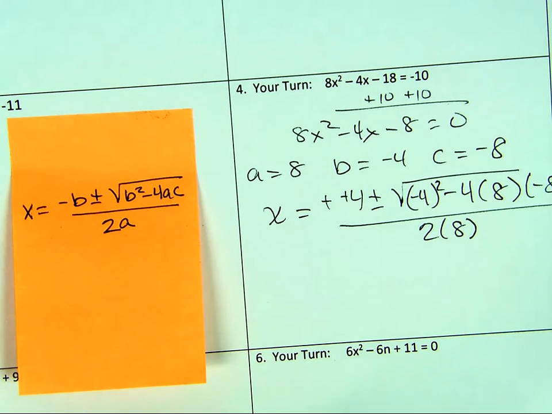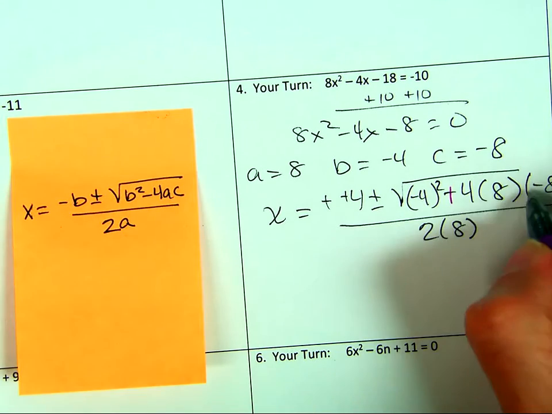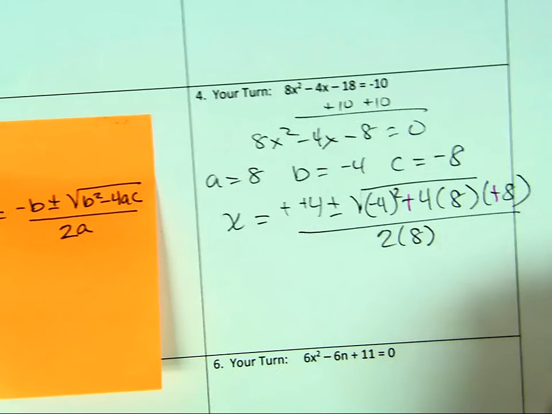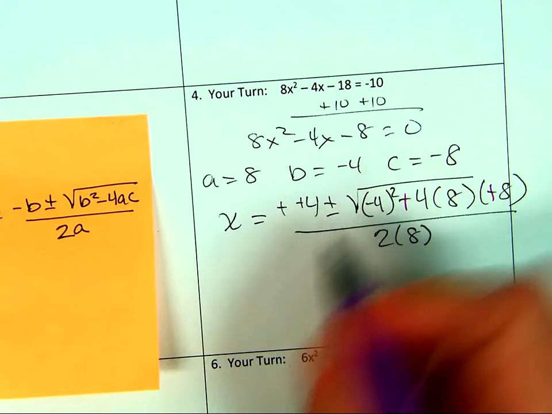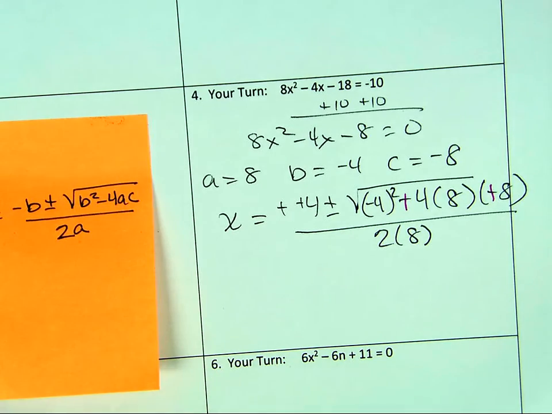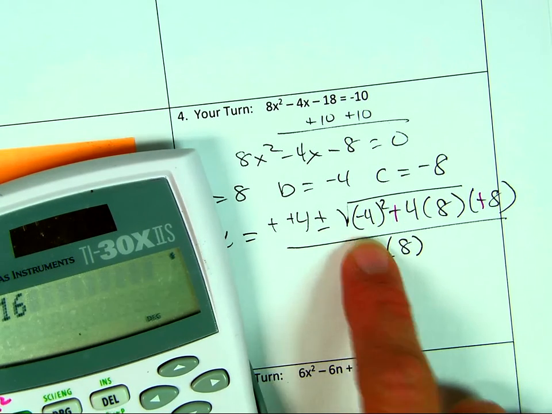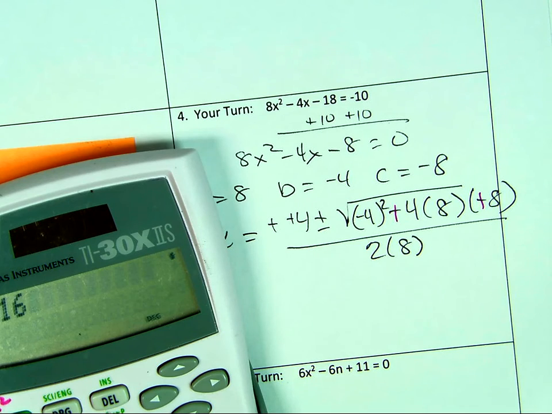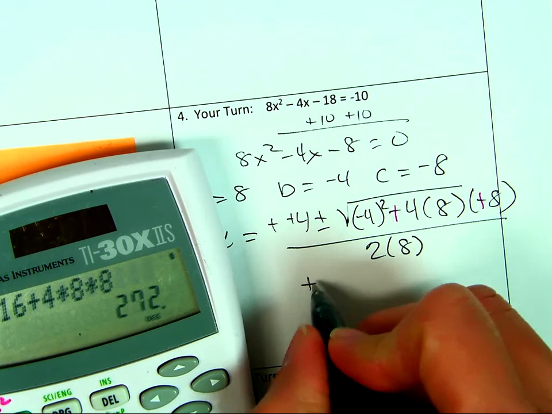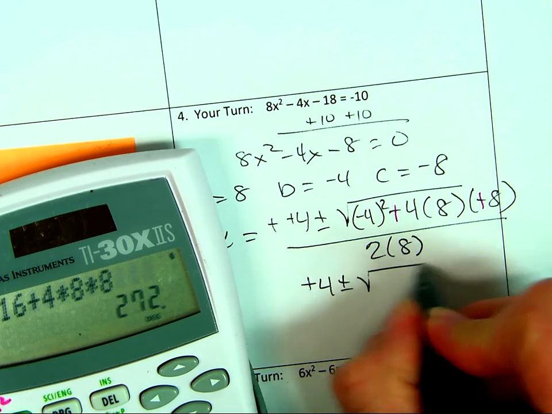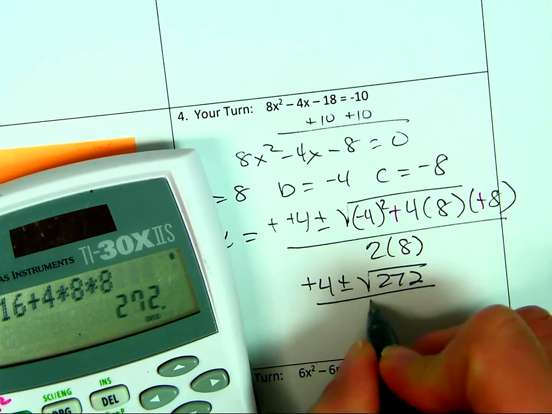So I come back in here and I notice there's 2 negatives. I know those are going to change to a positive. I know that when I square that I'm going to get a positive. So I'm just going to find the discriminant. Sometimes it's easier to do it that way. So 16, that's negative 4 squared, plus, because those are canceled, 4 times 8 times 8, which gets me 272. So I have 4 plus or minus the square root of 272 all over 16.